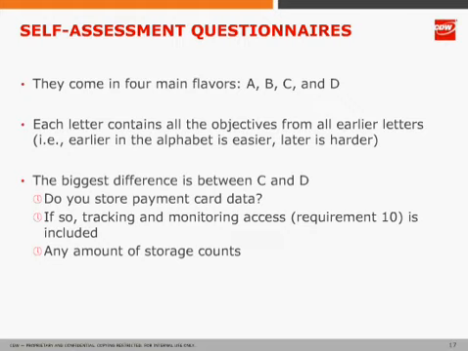So if you store payment card data, then you have to deal with requirement 10, the tracking and monitoring of access to payment card data, and that's a huge pain. And like I said before, any amount of storing counts. So if you can think of a way to not store payment card data, that's probably quite advantageous. All right, so can you stop storing data?